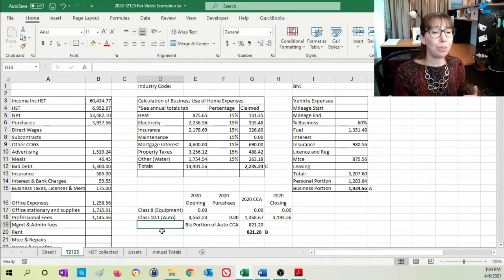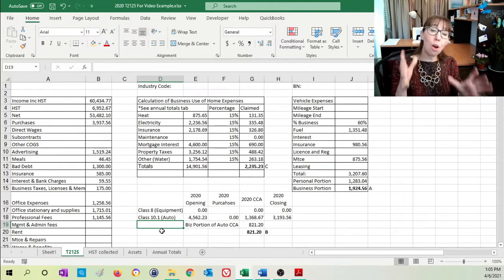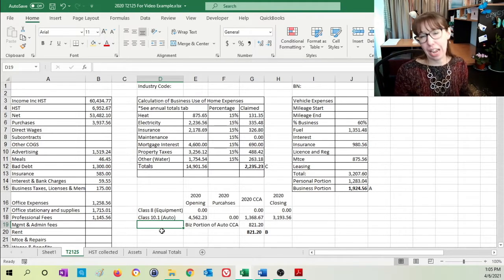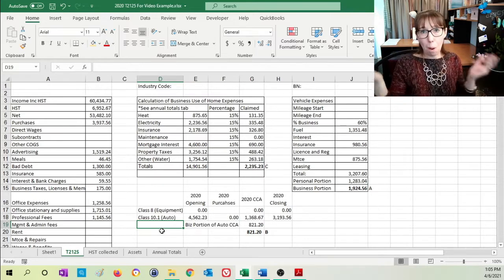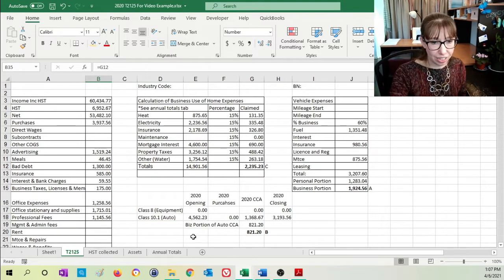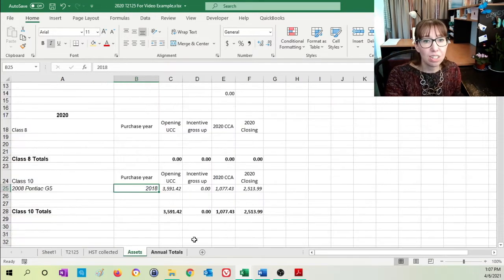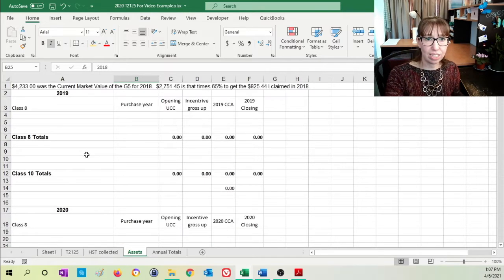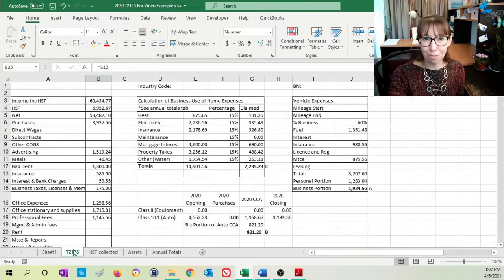I'll put a link to CRA's discussion on assets in the comments, but maybe if this is the first time that you're doing your taxes on your own, you might want to connect with the tax preparer on that asset section. But for my T2125, it was just as simple as looking at what my closing balance was last year. Now, I do say that it's a good idea to keep track of all of the assets that are part of this section right here. So there's an asset tab that I keep that lists what I purchased and when, and what the purchase amount was, and so on and so forth.